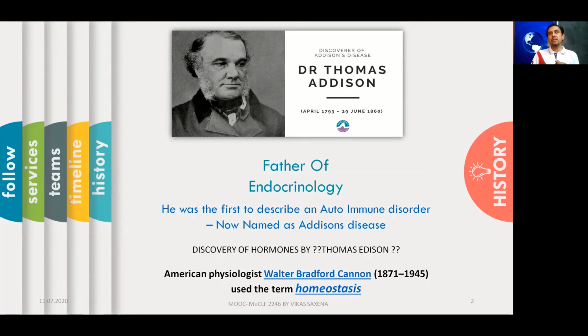And this Addison's disease is an autoimmune disorder. See, autoimmune disorder means the body cells themselves kill the cells of adrenal cortex. So it's an autoimmune disorder. So when the cells of the adrenal gland are killed, the secretion of the adrenal gland declines. So when the secretion declines, a condition develops which is termed as Addison's disease, and we give this credit to the discoverer, Dr. Thomas Addison.